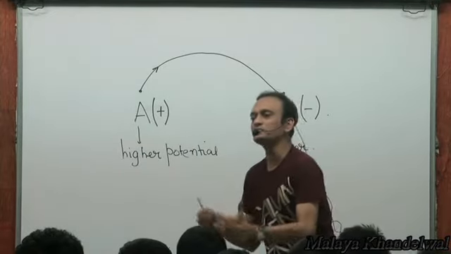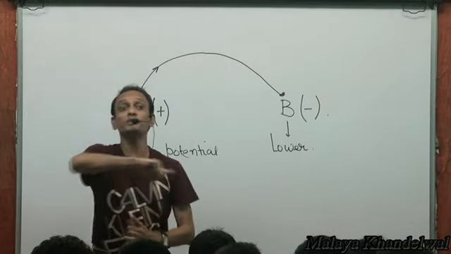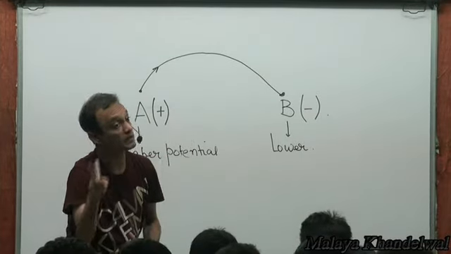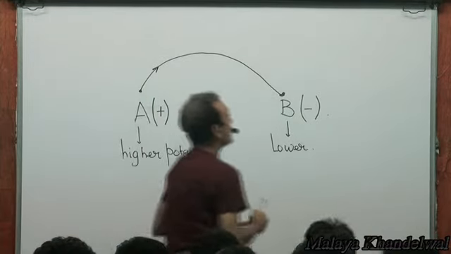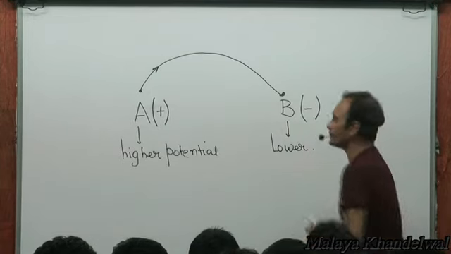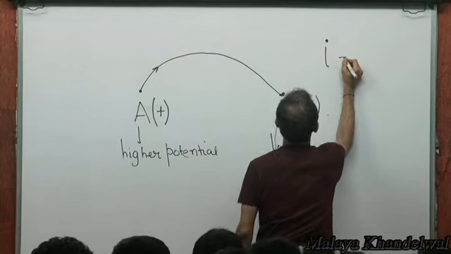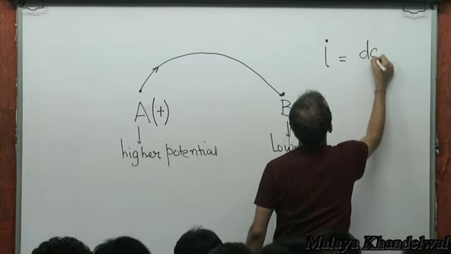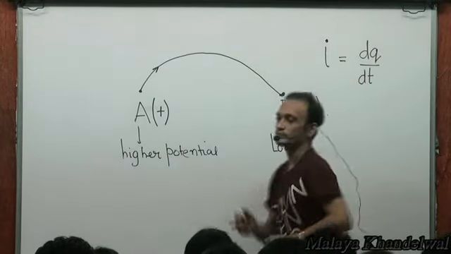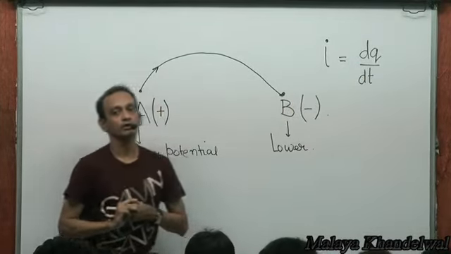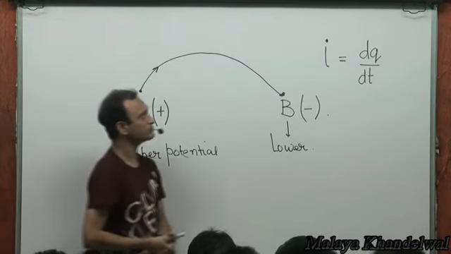Now, if there was a mechanism that could maintain the potential difference between A and B, then there would be a continuous flow of charges from A to B. And that flow of charges from A to B is designated by current I, which is the rate of flow of charge with time. That's the current flowing through this element AB.